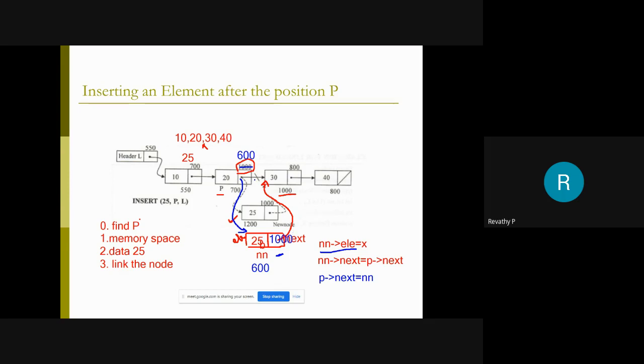Okay. Now you are making your P of next as new node. Assume new node is at 600. Now P of next will contain 600. So now after my 20, I can find the next address, which is 600. So I can have the next element as 25. In 25, the next address is 1000, where I can find the 30. So now the element has been inserted in the middle.